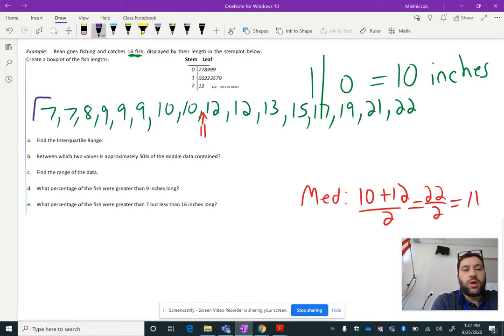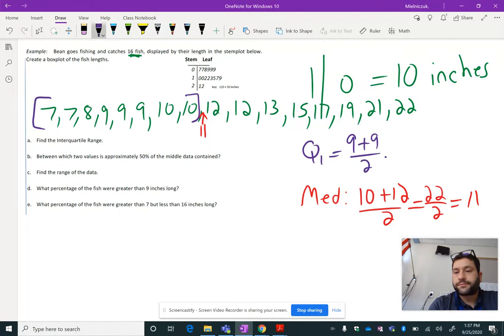So to find Q1, I'm going to use all of this data. How much do I have? I have 1, 2, 3, 4, 5, 6, 7, 8. Let me double check that. I have 8 pieces of data. So Q1 is going to equal the 4th plus the 5th value cut in half. So let's see, 1, 2, 3, 4. They're both 9, which is good, which means that our Q1 is 9.